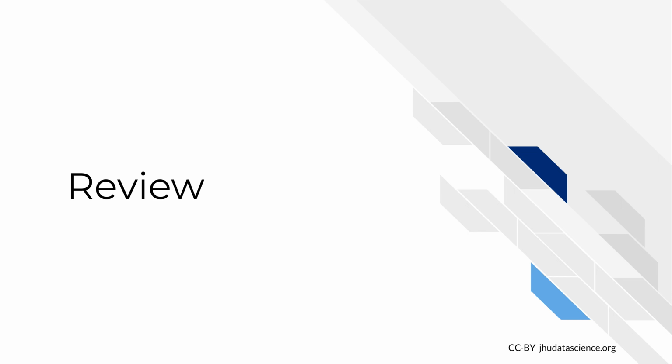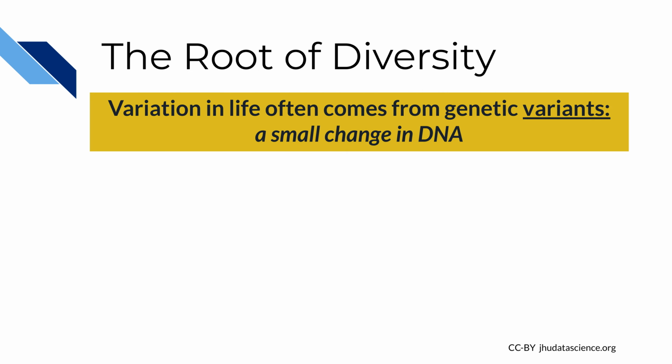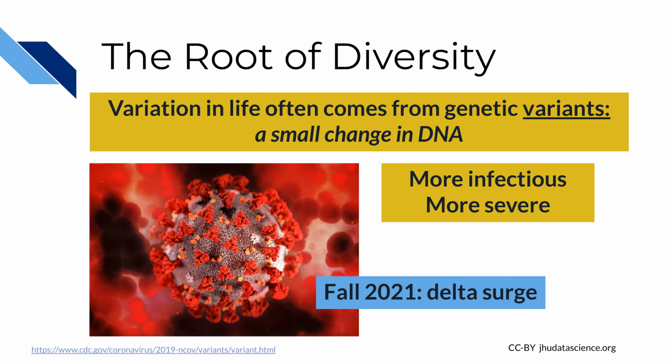Let's review first. Genetic variants are simply a small change in DNA. These occur in the genome of an organism. Genetic variants create a lot of the diversity we see in the natural world, such as disease risk or your appearance. SARS coronavirus 2 has a genetic variant called the Delta variant. This variant surged during the fall of 2021. Changes in the Delta variant make it more infectious, while causing greater disease severity among people.